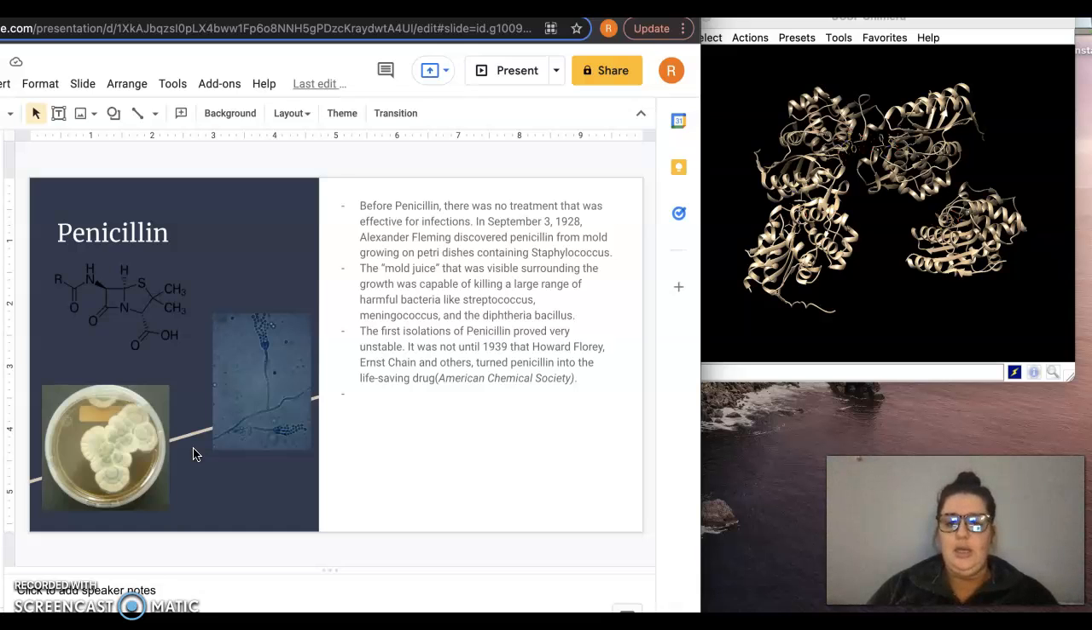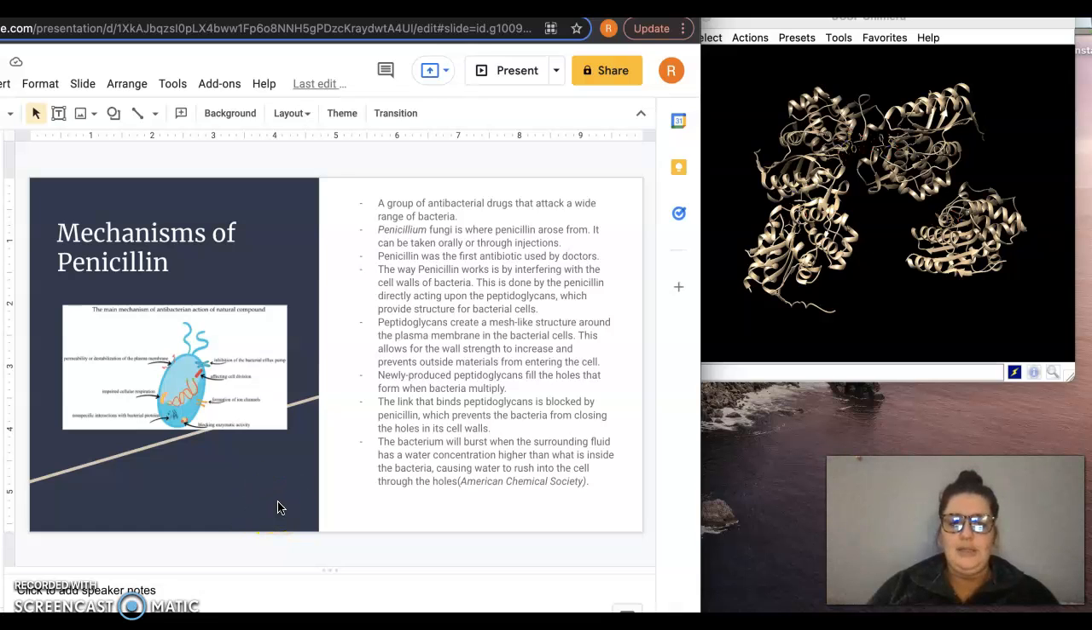Meningococcus, and Diphtheria bacillus. The first isolations of penicillin proved very unstable when they tried to separate it and use it to actually kill harmful bacteria. But this was not utilized until 1939, when Howard Florey, Ernst Chain, and their colleagues turned penicillin into the life-saving drug that it is today.